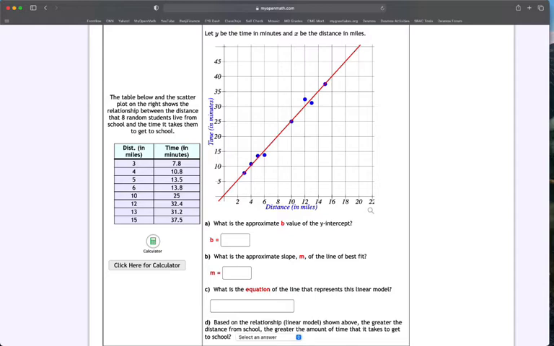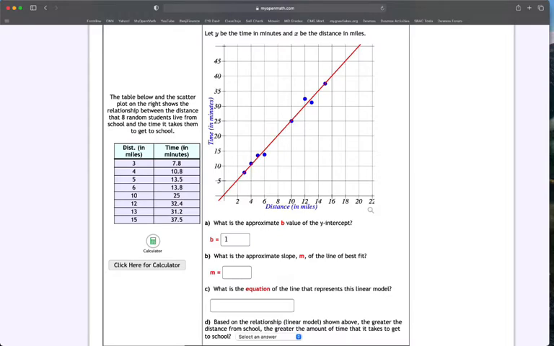So part A, we are asked for the approximate B value of the Y-intercept. Well, we can see right here on the graph that the Y-intercept is right there. Now, it looks like it's around 0, but it looks like it's a little bit above 0. So this is just an estimate. So I am going to go with saying that that B value of the Y-intercept is maybe 1.